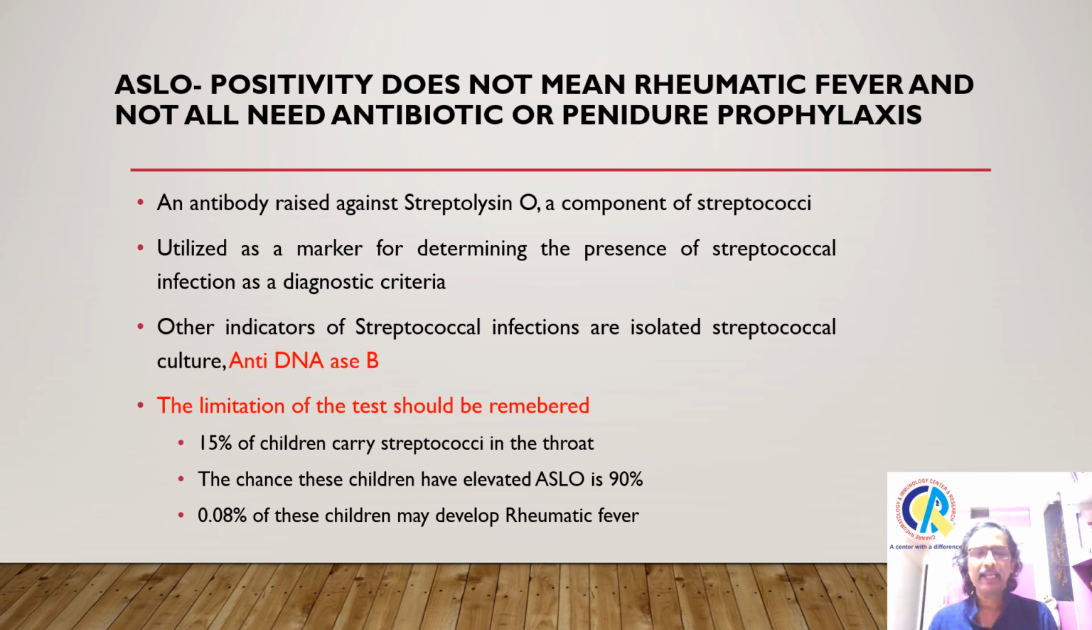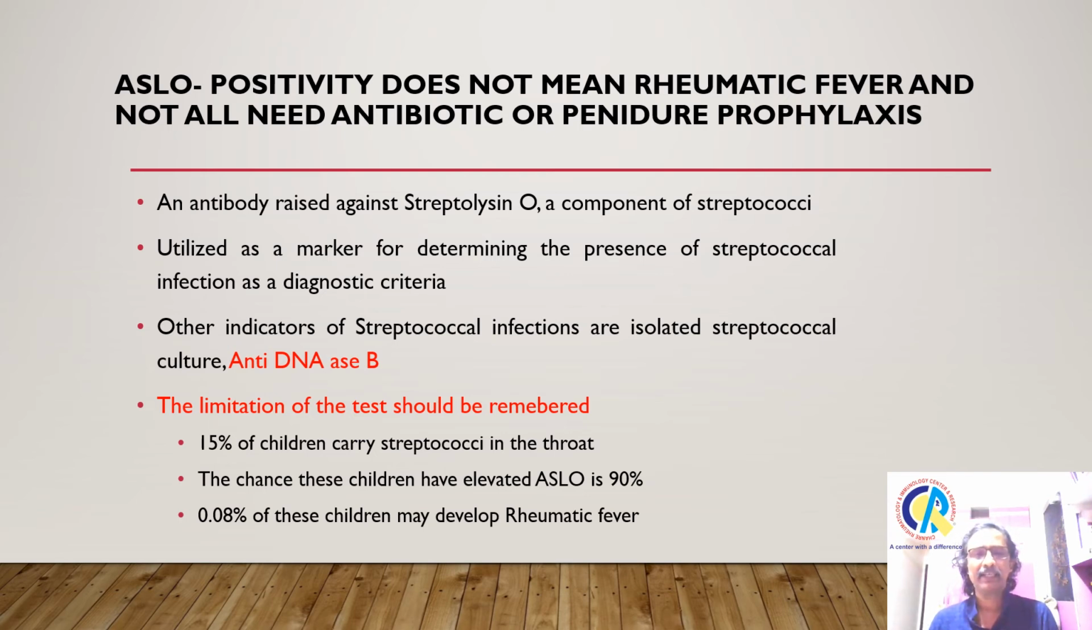See, the ASLO is an antibody raised against streptolysin O. So streptolysin O is nothing but a component of streptococci. Anybody who gets infected with streptococci, the ASLO titer increases. So the mere streptococcal infection doesn't lead to rheumatic fever.